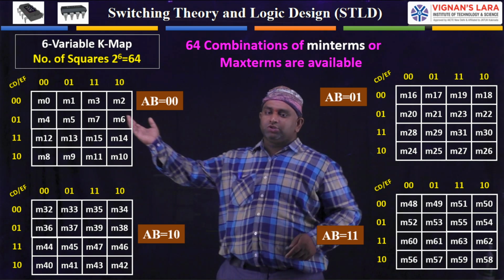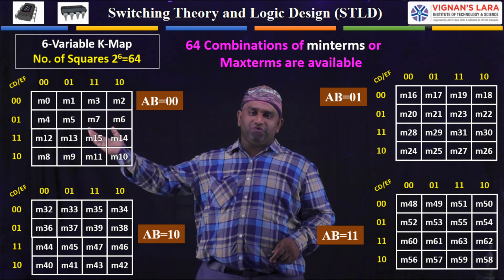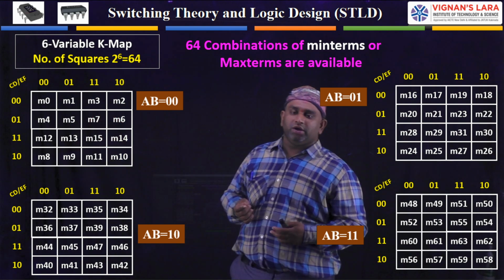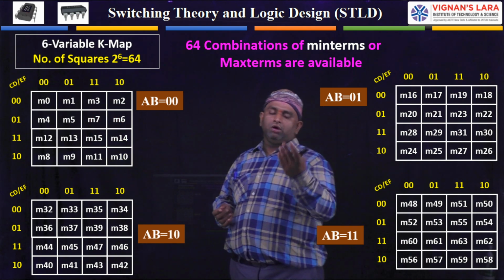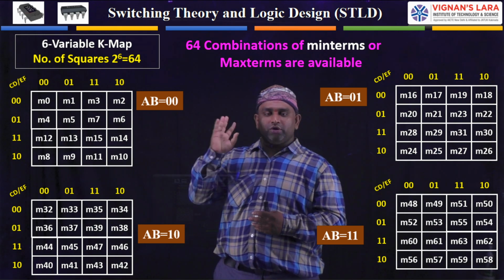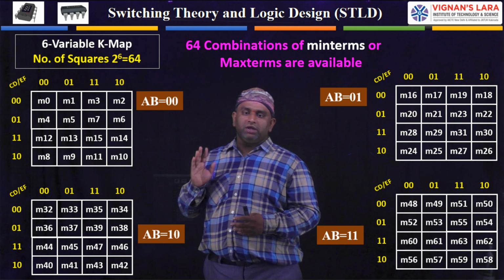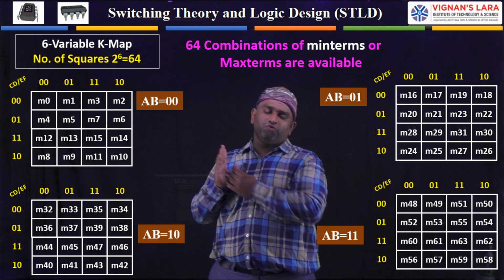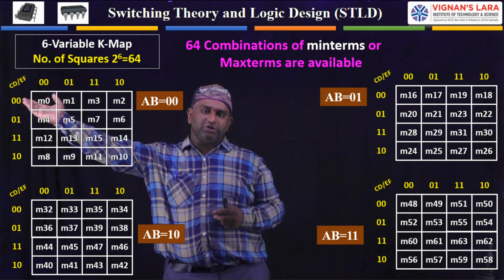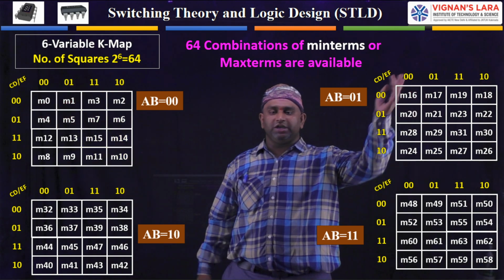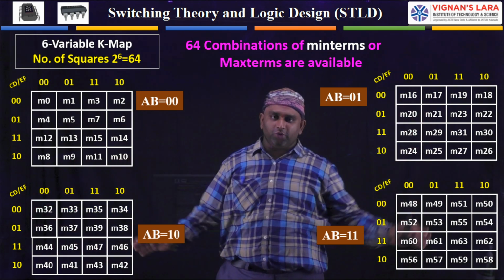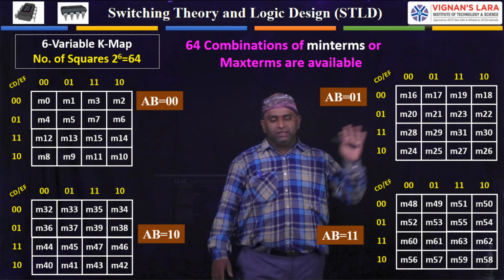Now see here, M0 to M15. We know that is what we represent for the 4-variable K-map. If you are taking, for example, 6 input variables, that is A, B, C, D, E, F, total 6 variables, A to F. From the LSB, the last 4 variables are C, D, E, F. So I have represented C, D, E, F in each of these 4 boxes.